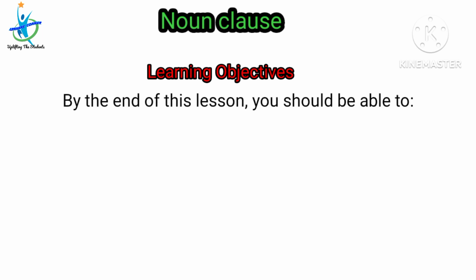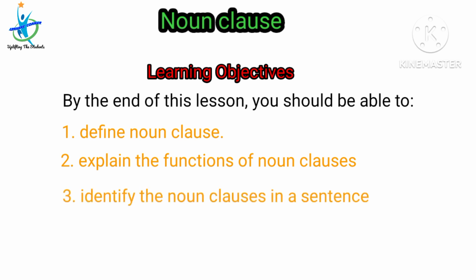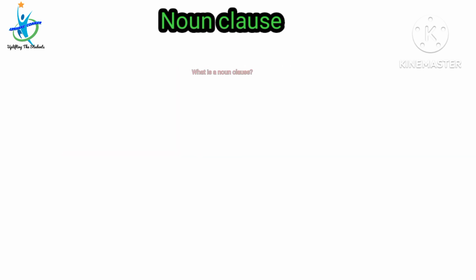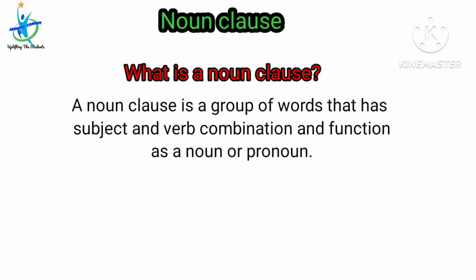By the end of this lesson, you should be able to: 1. Define noun clause, 2. Explain the functions of noun clauses, 3. Identify the noun clauses in a sentence. Now, what is a noun clause? A noun clause is a group of words that has a subject and verb combination and functions as a noun or pronoun in a sentence. The clause performs the same function as the noun or pronoun.